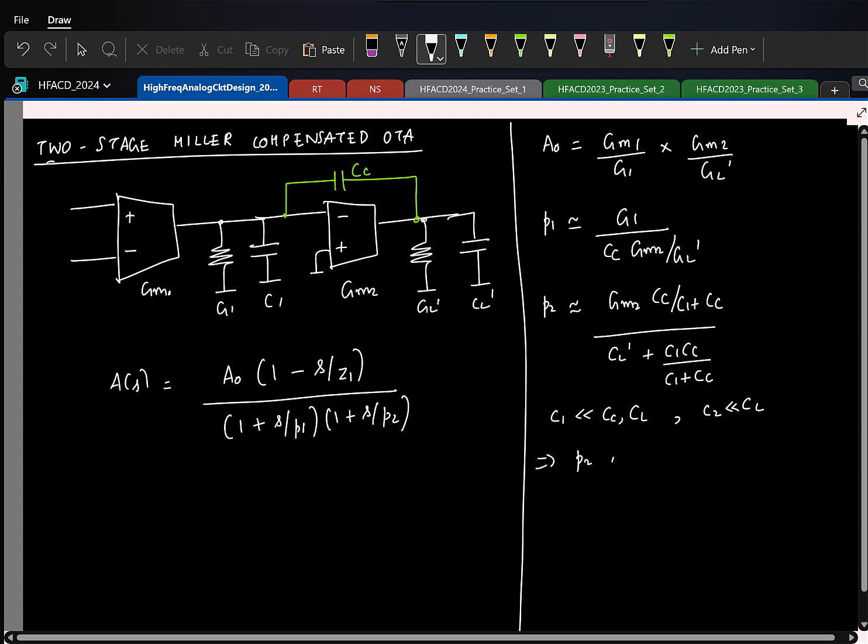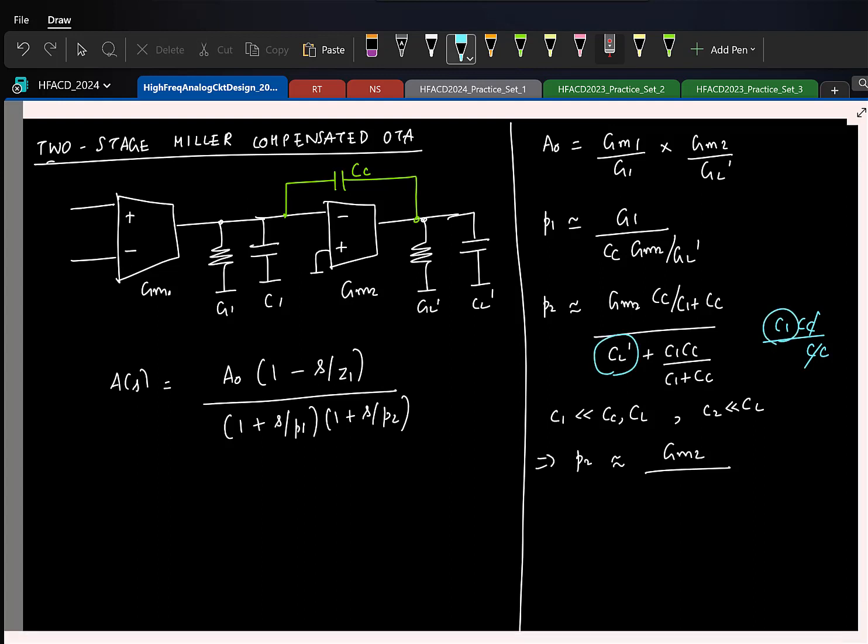Yeah, P2 is approximately Gm2. And what about the denominator? So this will be approximately what? We have two capacitors, C1 and Cc by C1 plus Cc. I know C1 is much smaller, I can basically ignore this. So then I'll have Cl prime plus C1. Again, Cl is much greater than other capacitors.